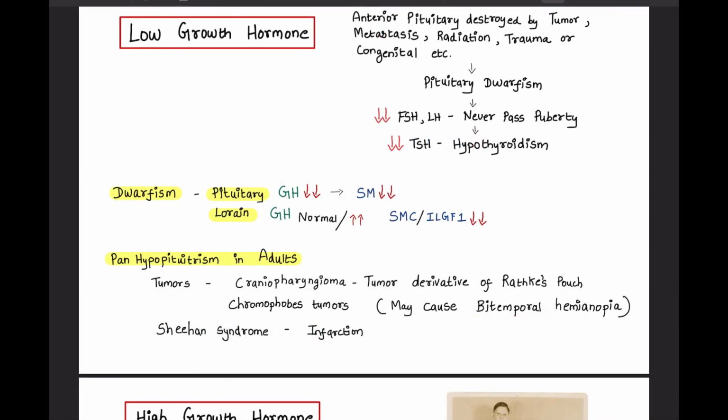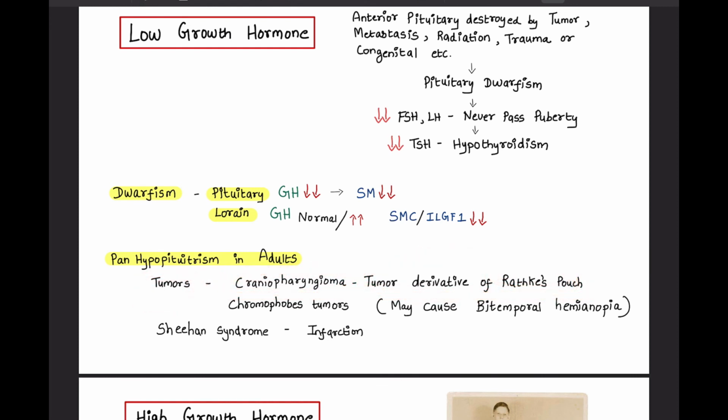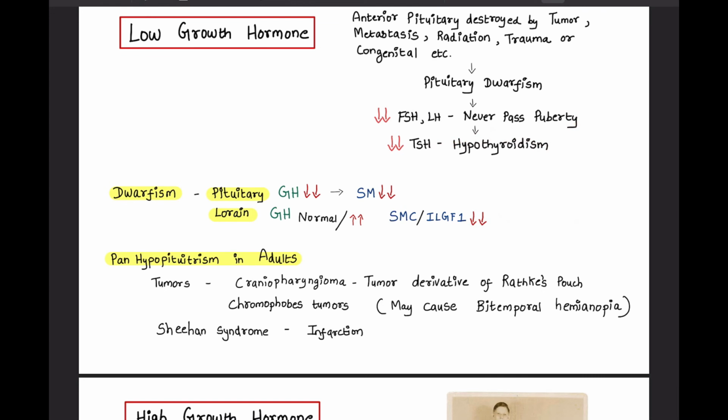In pan-hypopituitarism in adults, whenever there is a tumor such as craniopharyngioma, that is the tumor derived from Rathke's pouch. You know Rathke's pouch, the pouch from the nasopharynx. These tumors in turn will compress the optic chiasma. You know, in the central nervous system you have hypothalamus and you have optic chiasma, and from this optic chiasma you have optic nerve fibers going to your eyeballs, and if there are any disturbances, it will affect your vision. So the patients have bitemporal hemianopia.